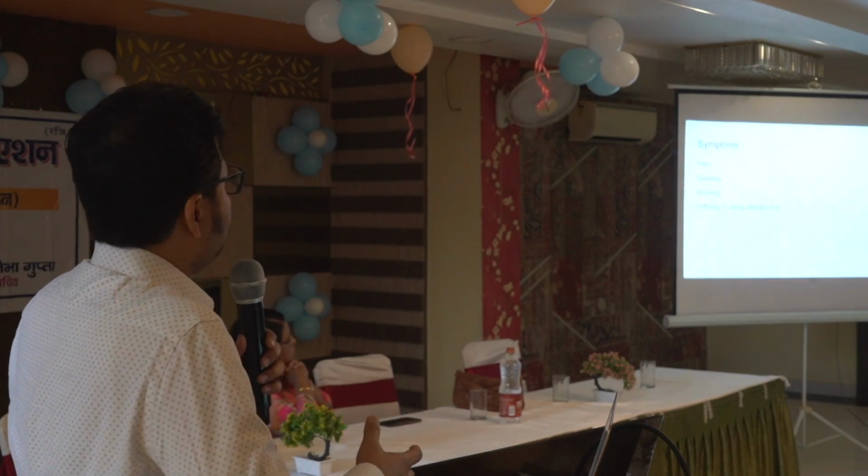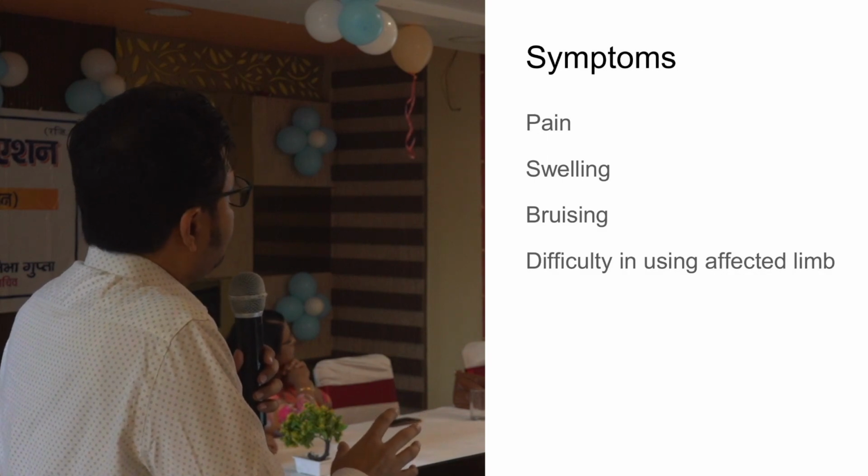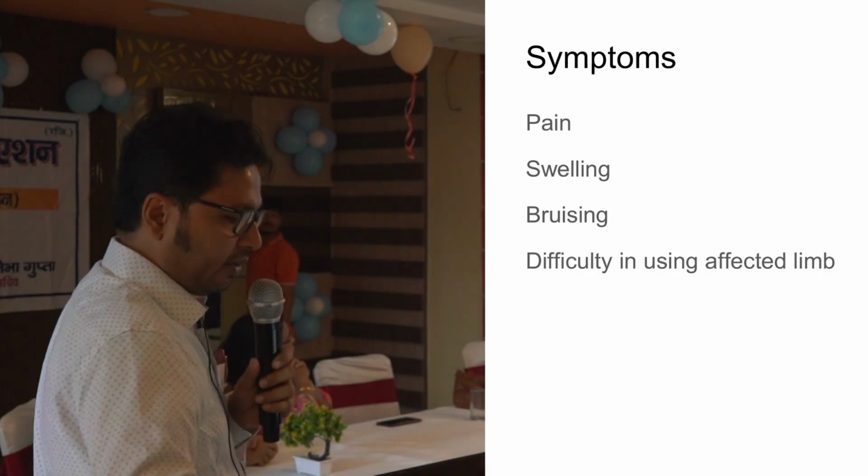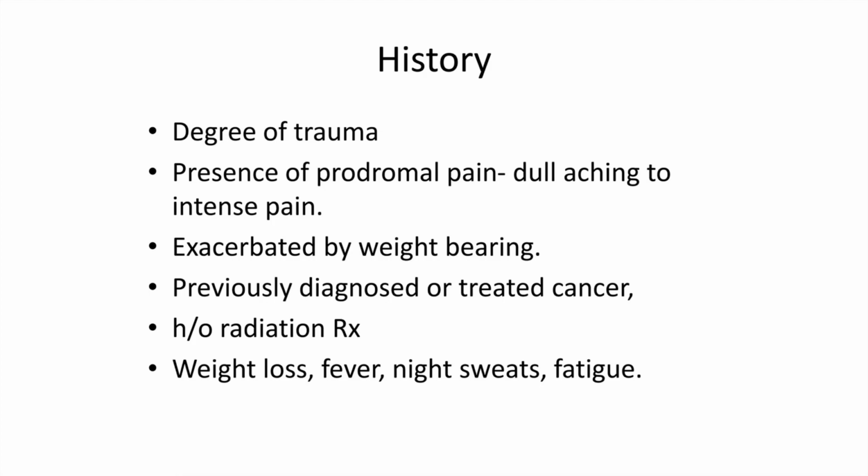Symptoms can be simple like those of a fracture, but they can also be milder, like pain, swelling, bruising, and difficulty in using the affected limb. Regarding the history, we ask about the degree of trauma, but sometimes the patient falsely relates the injury to a trauma. He says that there was a trauma, then he got pain. But if we take a proper history and ask whether he had that pain earlier also, then he or she will say, oh yes sir, I had pain 2 months back in the same part of the limb, but I had some trauma also after that.